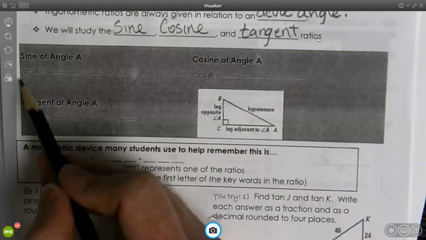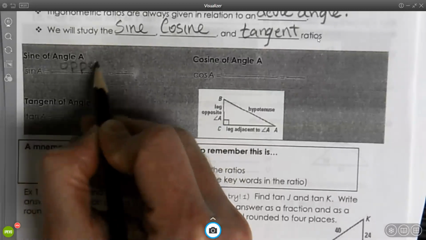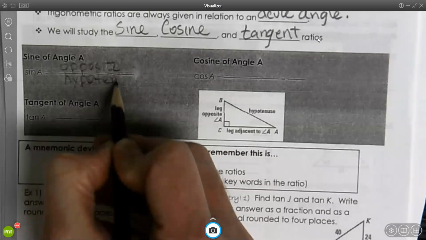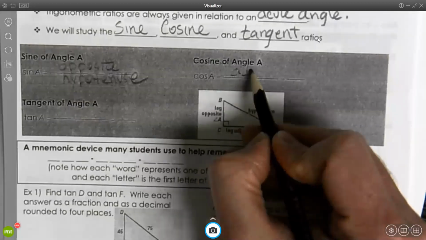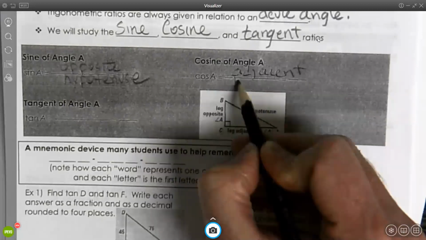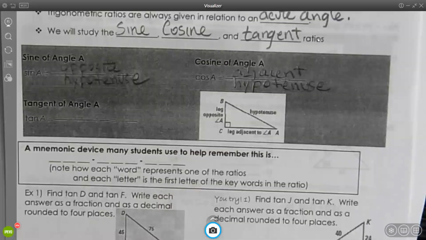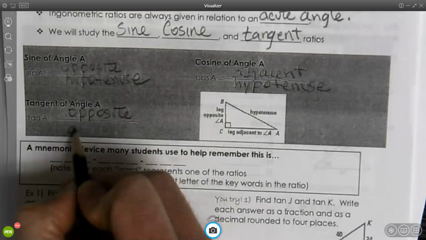So the sine of an angle will always be the opposite side over the hypotenuse. Opposite over hypotenuse. That is for the sine. The cosine is always the adjacent side over the hypotenuse. And the tangent is always the opposite side over the adjacent side.